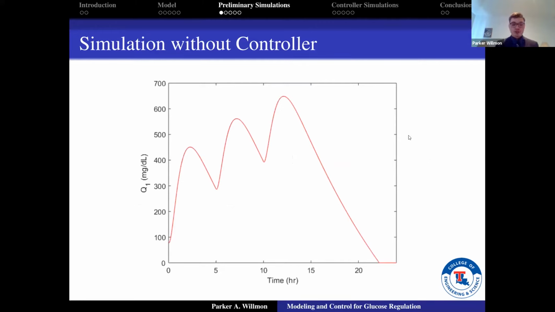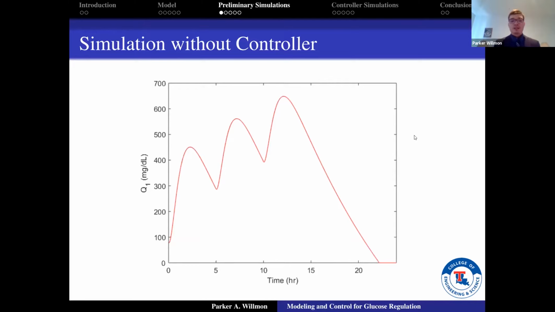The day starts in this simulation at 7 a.m. where they have their first meal, and then they have another meal every 5 hours after that before going to bed. So they get a meal at 7 a.m., 12 p.m., and 5 p.m. before going to bed. As you can see here, by a little while after dinner, the patient has a blood sugar level of about 650 milligrams per deciliter, which is the standard unit of measurement for people with diabetes.